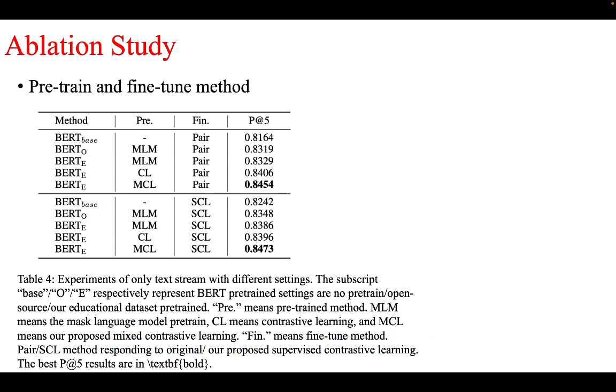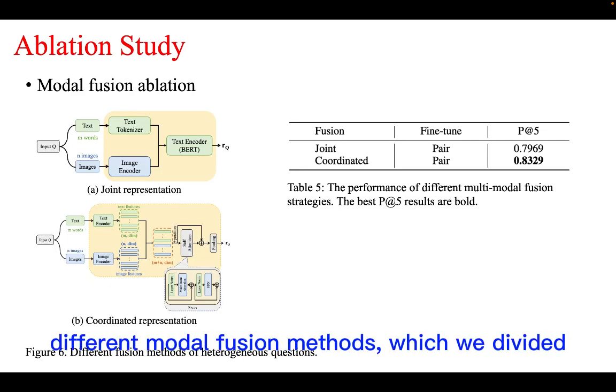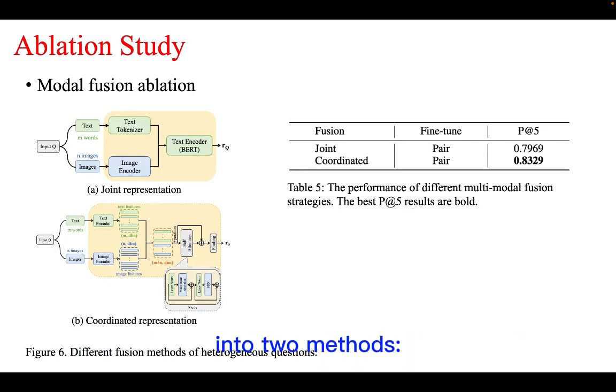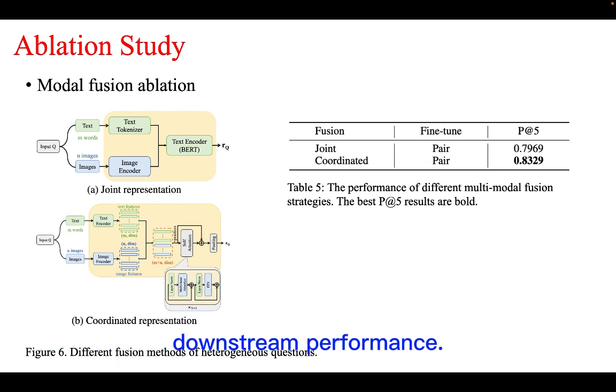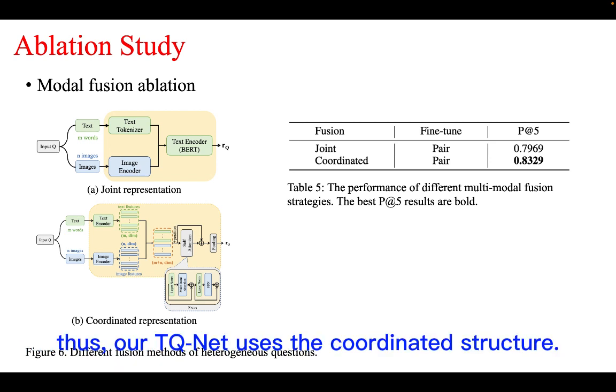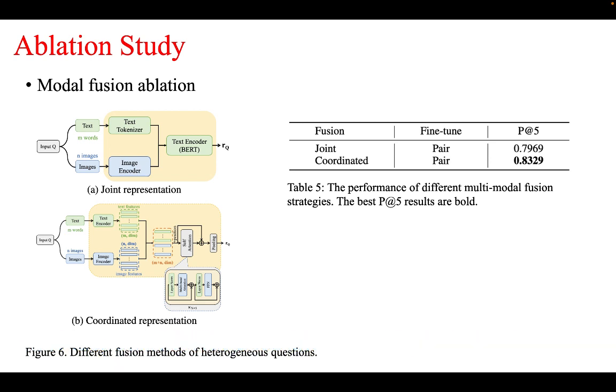Then, we test different model fusion methods, which we divide into two types. One is joint fusion, which uses different tokenizers and shares the same encoder to fuse the multimodal inputs. Another is coordinate fusion, which employs a two-stream encoder to process different modal inputs and fuses the features in the latent space. As shown in Table 5, the result shows that the coordinate method has better downstream performance. Thus, our TQNet uses the coordinate structure.